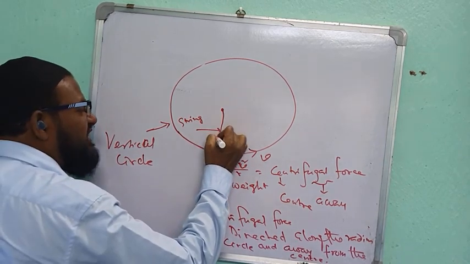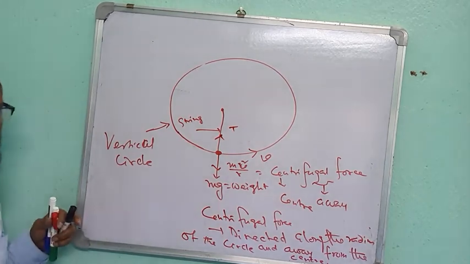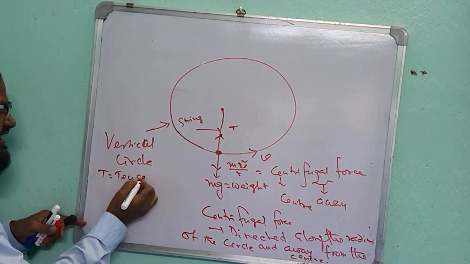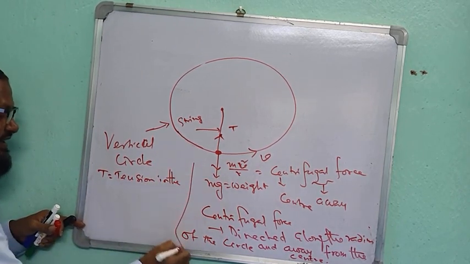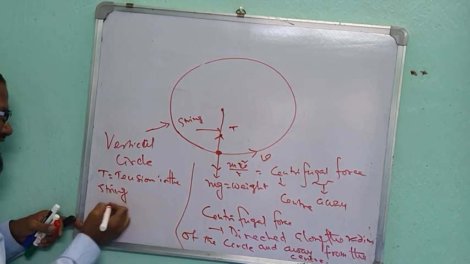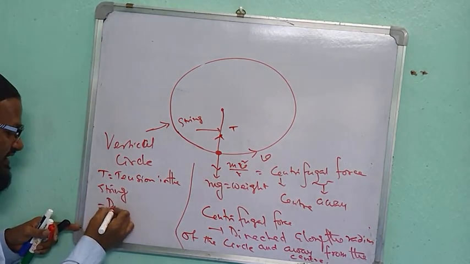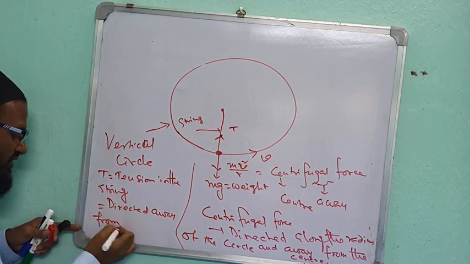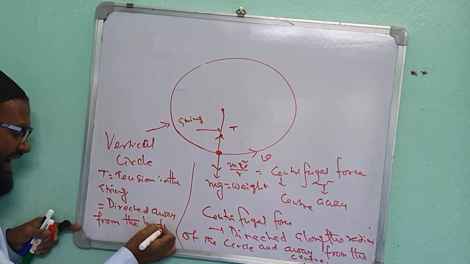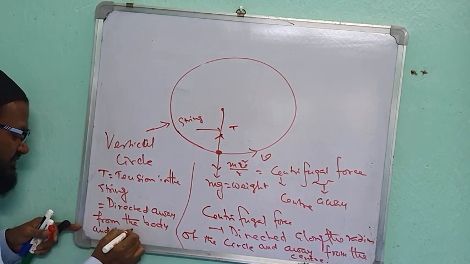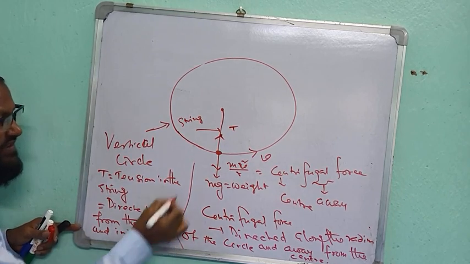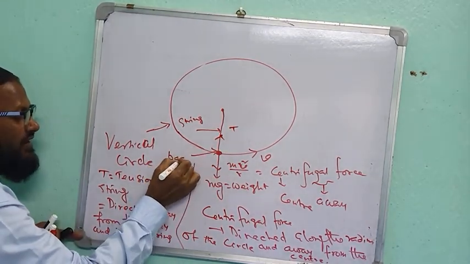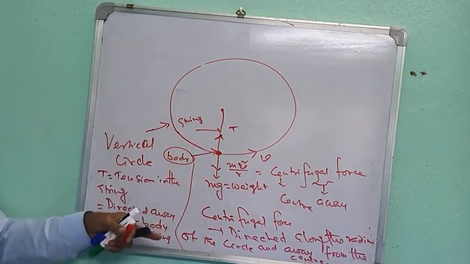Another thing is important. This is the tension. T in this case is not time period; T is the tension. Tension where? In the string. What is the direction? Directed away from the body, in the string. This is the body. Away from the body and in the string.